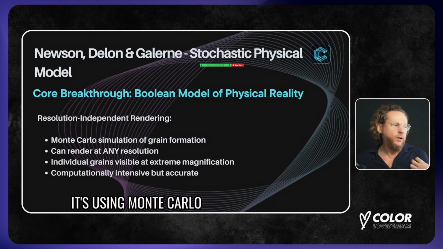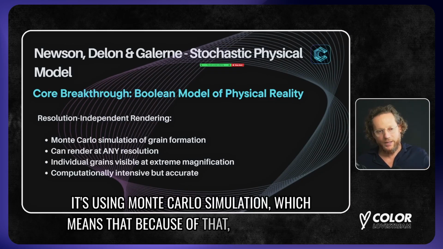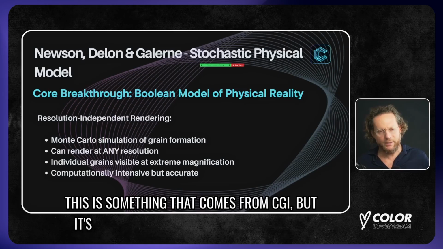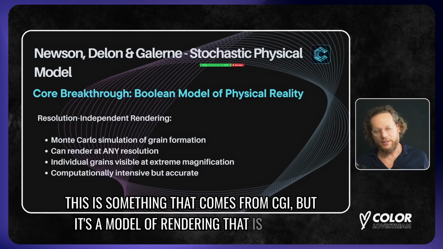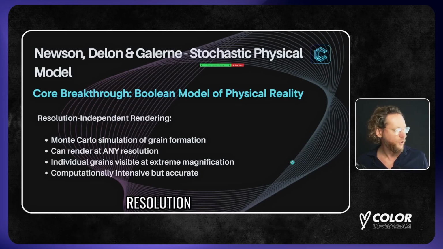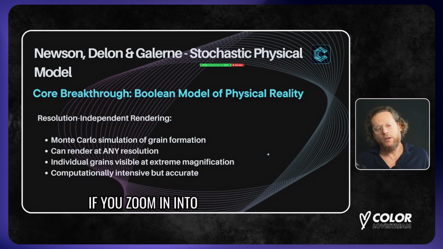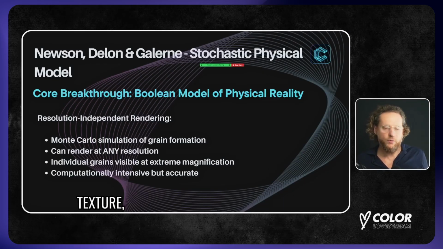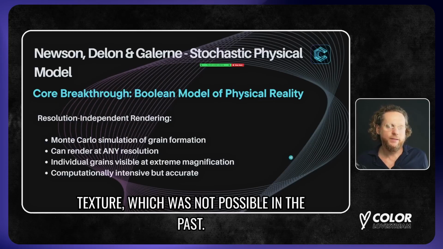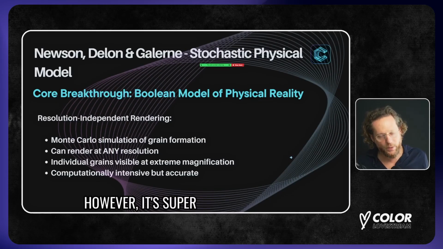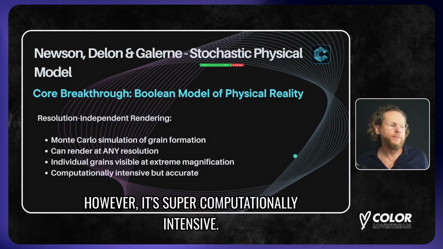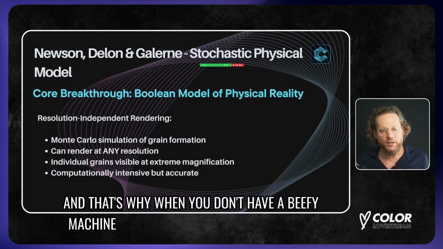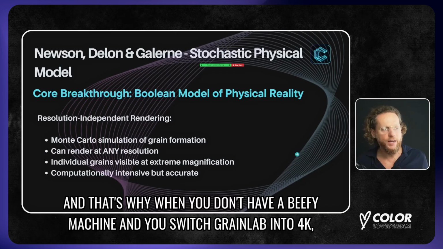It's using Monte Carlo simulation, which means that because of that, it's frequency dependent. This is something that comes from CGI, but it's a model of rendering that is totally resolution dependent. If you zoom in really, really high, you'll be able to see singular grain texture, which was not possible in the past. However, it's super computationally intensive. And that's why when you don't have a beefy machine and you switch GrainLab into 4K, you start stuttering.